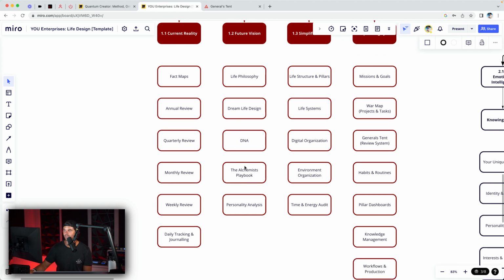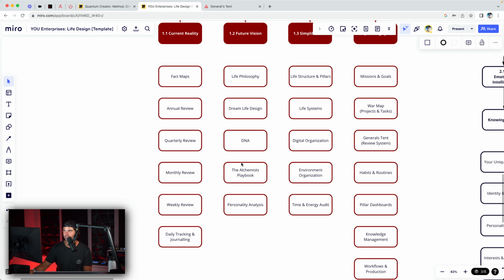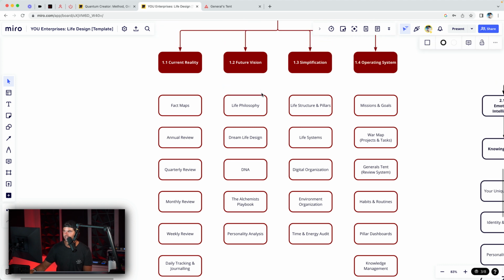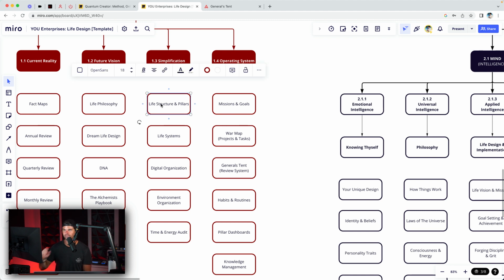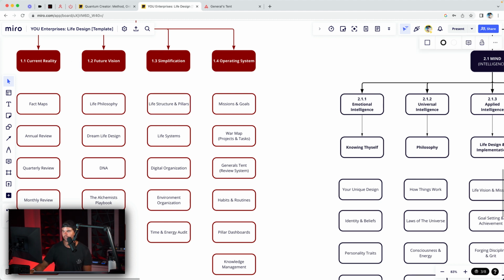The next thing, the Alchemist Playbook, personality analysis. So this is all about understanding thyself, getting clear on who you are. Part 3 is simplification. So the 80-20 of life, simplification, and organization. So this is about getting clear on your life structure and your life pillars to organize your mind. Life pillars, actually, that should be here.